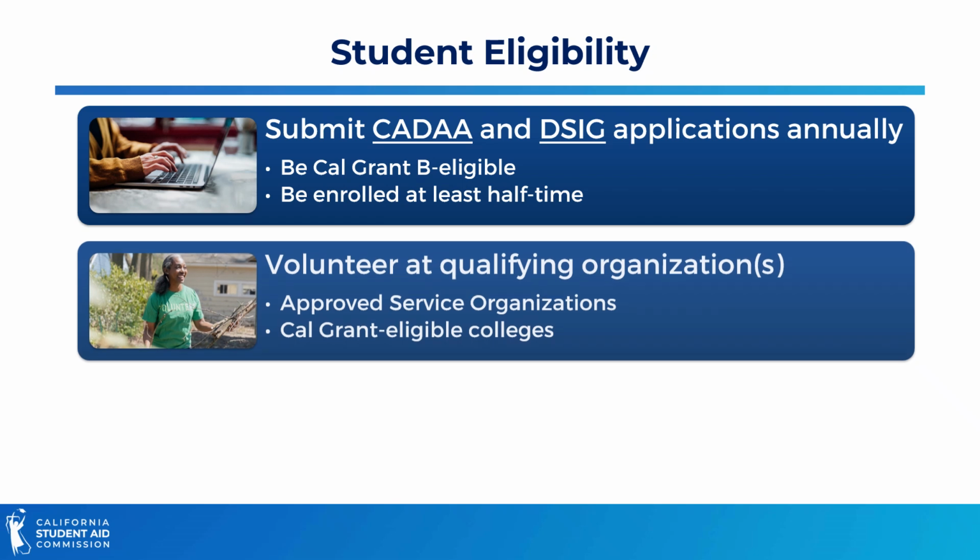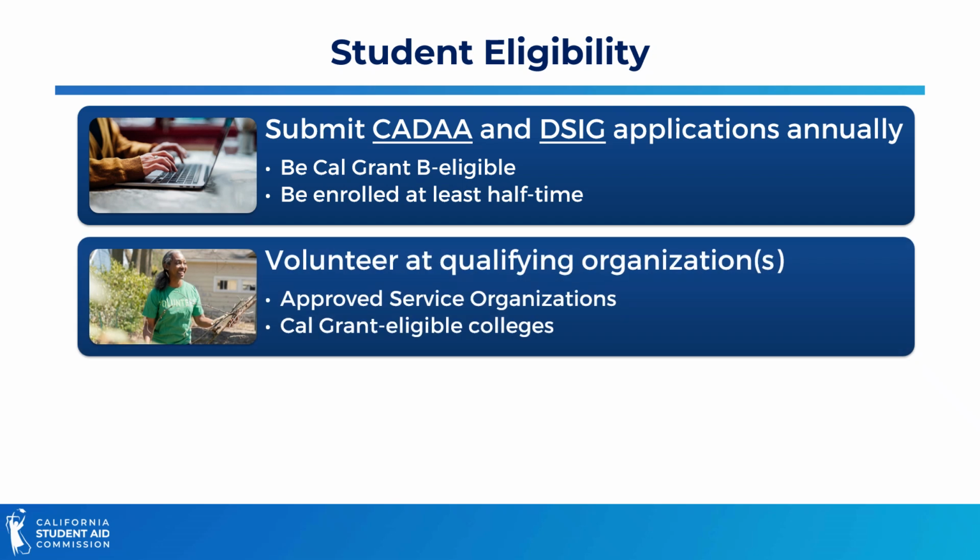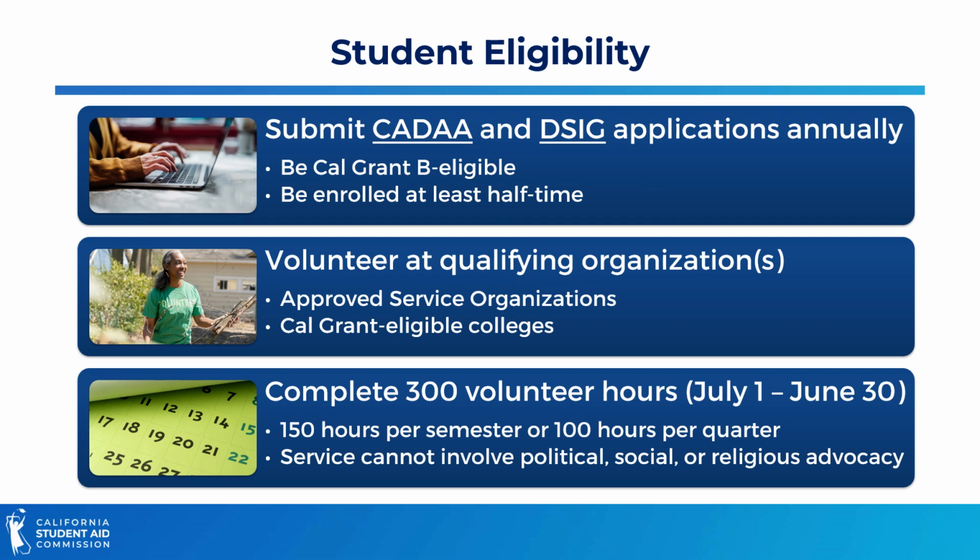In addition, students must complete their community or volunteer service hours at a qualifying service organization, either the college campus itself or with another organization. And finally, students must agree to complete 300 hours of volunteer service with any of the organizations on the list of approved service organizations within the academic year from July 1st to June 30th.